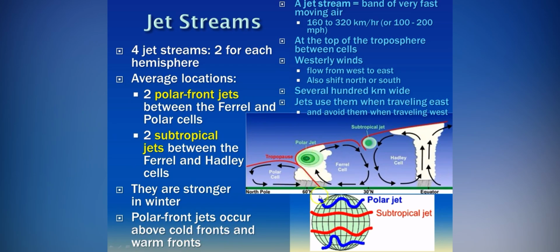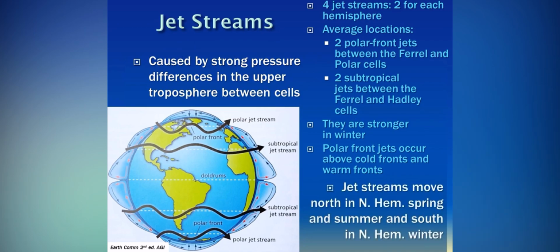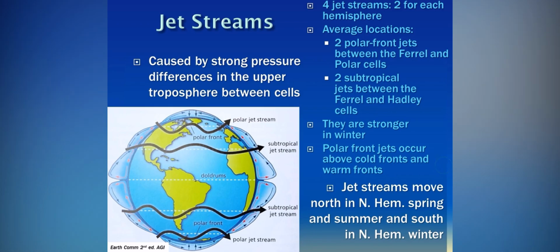Think about this. If you have a wobble in the jet stream, then where the wave of air is moving so that warm air is replacing cold air, then you're going to get a warm front. And if that wave moves in such a way that cold air replaces warm air, then you get a cold front. Jet streams are caused by strong pressure differences in the upper troposphere between the cells, and that's caused by that temperature gradient. Jet streams move north in the northern hemisphere spring and summer, and south in the northern hemisphere winter. They kind of follow the sun a little bit.